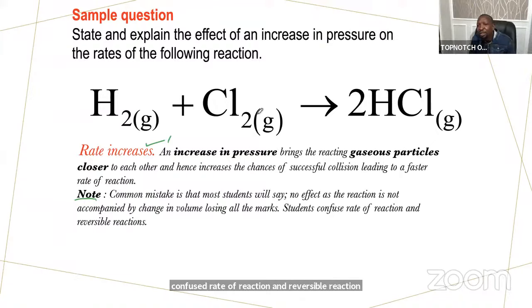Students confuse rate of reaction and reversible reaction. Hallelujah. You see, everybody is talking about equilibrium. Where is equilibrium here? Have you seen an equilibrium here? You know the sign for equilibrium, eh?